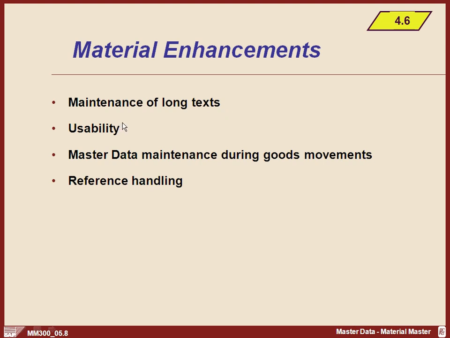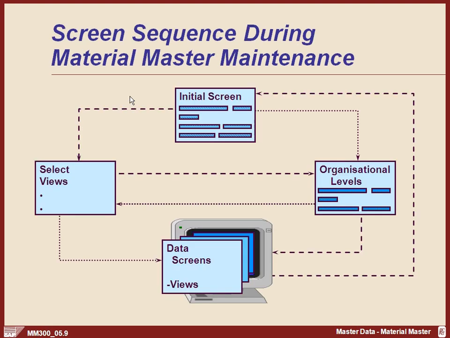Usability enhancement means that, for whatever requirement or reason, if you want a new field in the material master, you can add one. There are also material master data maintenance during goods movement and reference handling. So all these things you can do as enhancements. Now let's have a look at this screen. This screen will give you a complete picture of the material master.